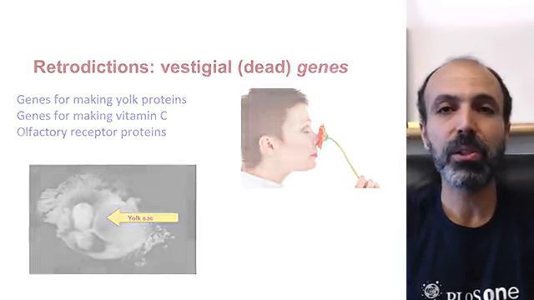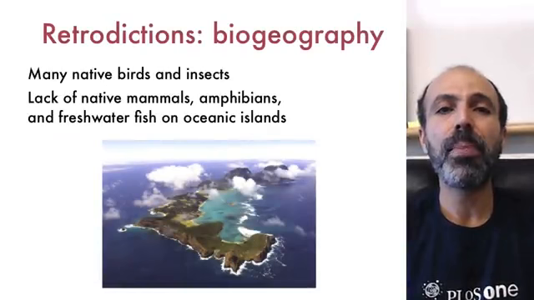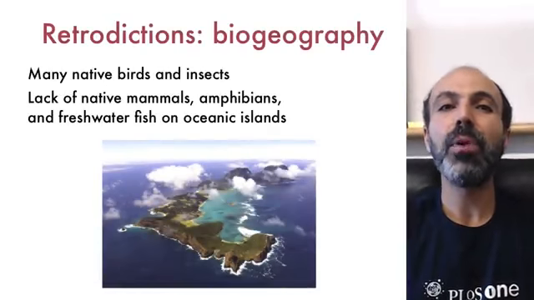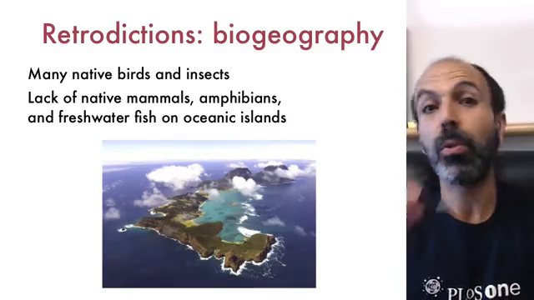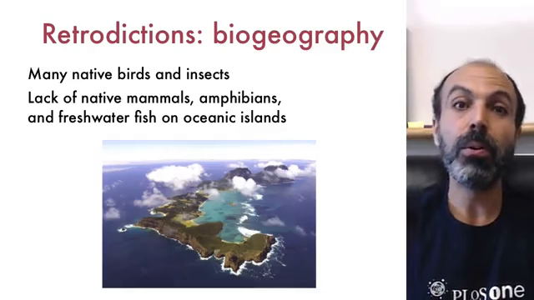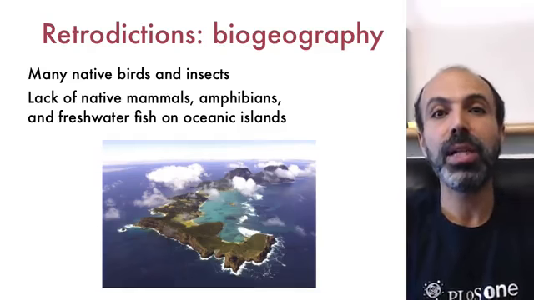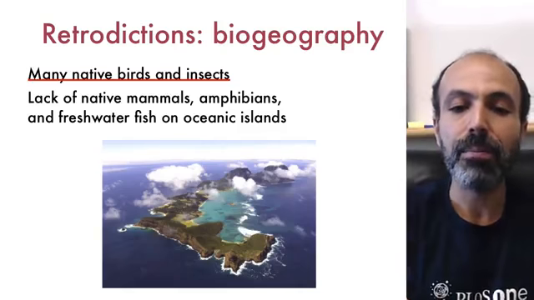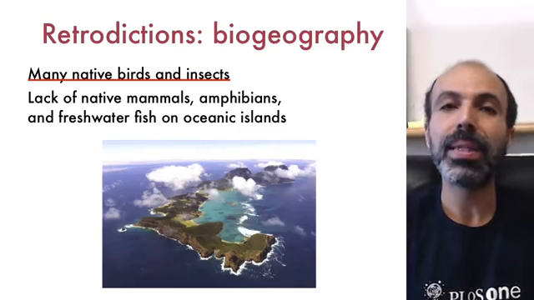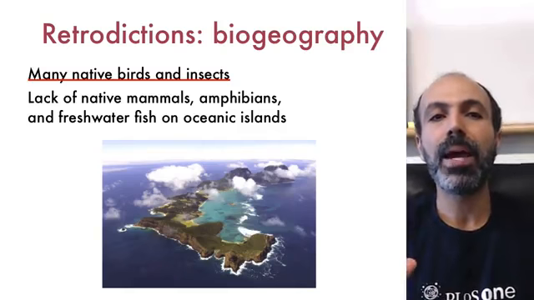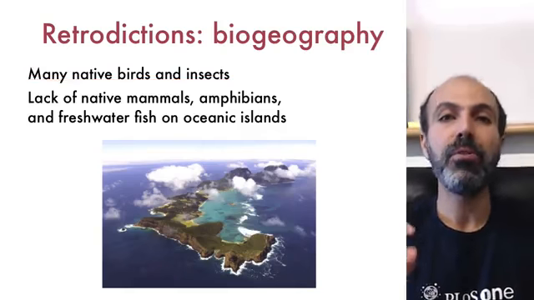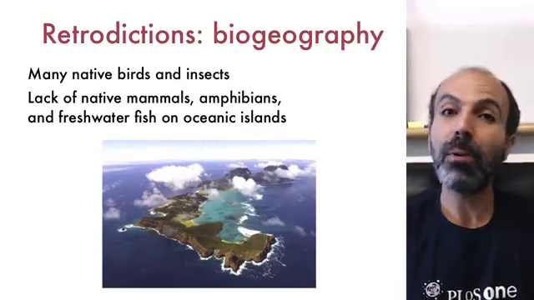Let me talk about another set of retrodictions. These are related to biogeography, basically where animals are found or where plants are found in the world. What we see in terms of biogeography is that when you look at very isolated oceanic islands, they tend to have many native birds and insects, but they lack amphibians, mammals, or freshwater fish that are native to those islands. Now, why would this be?